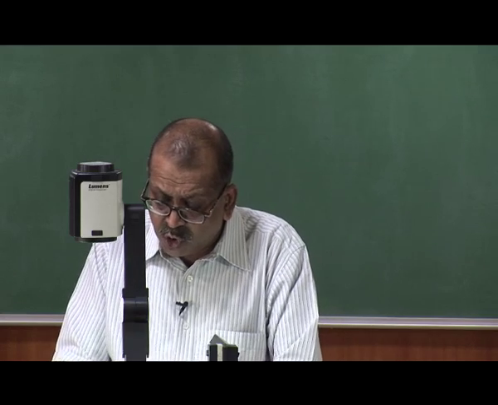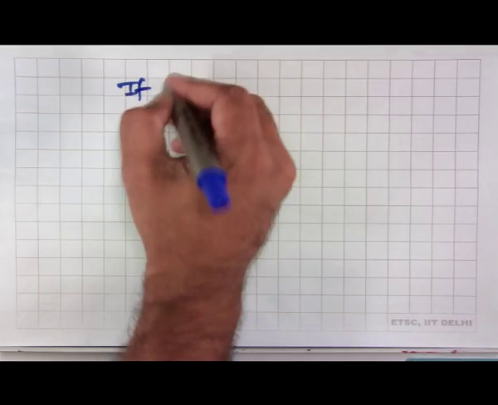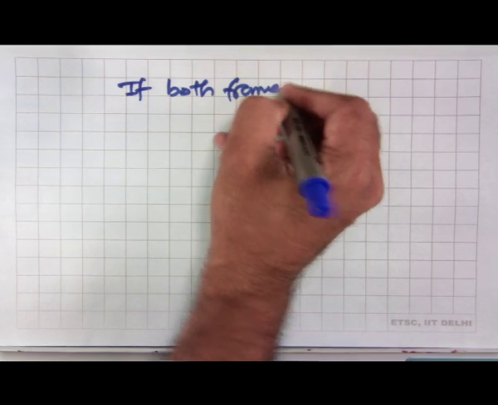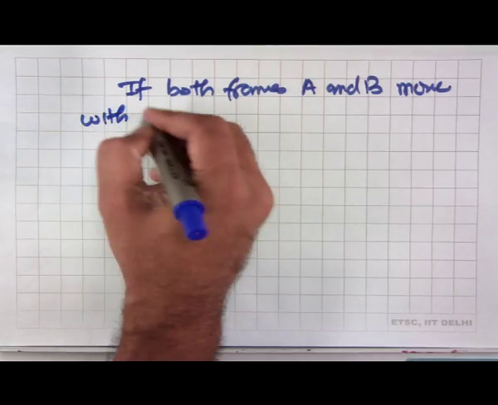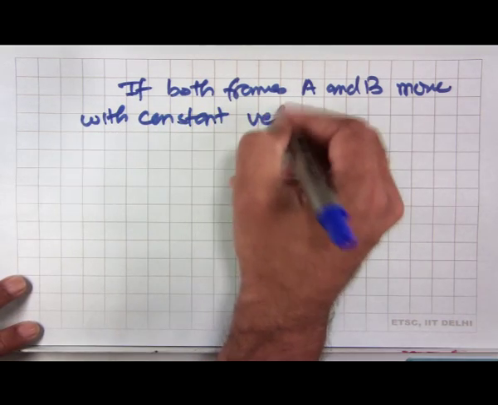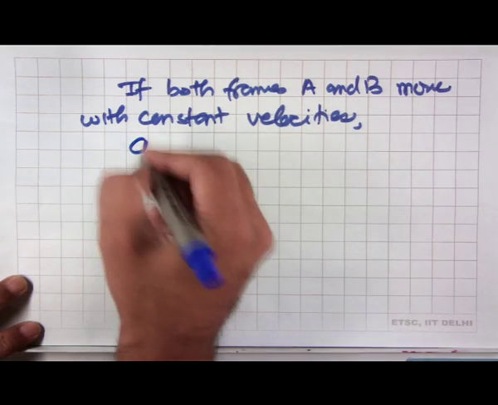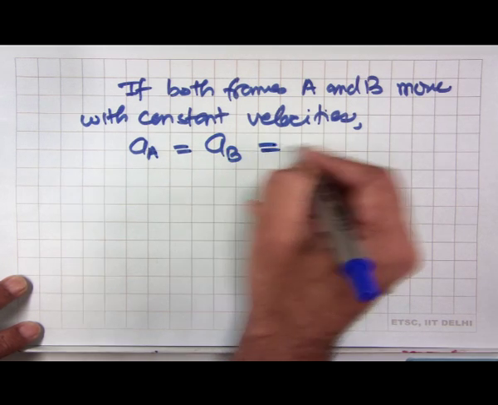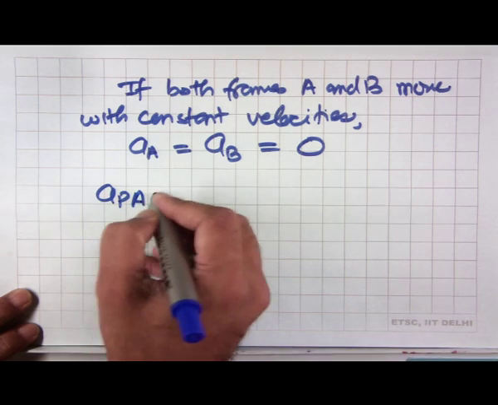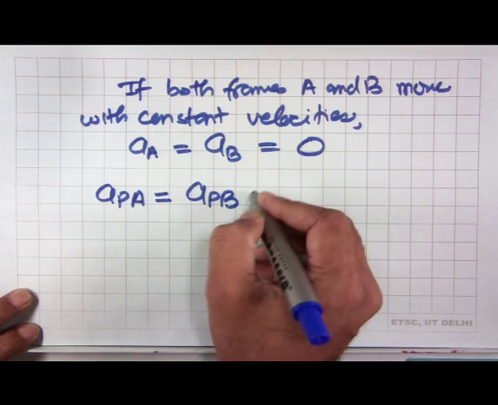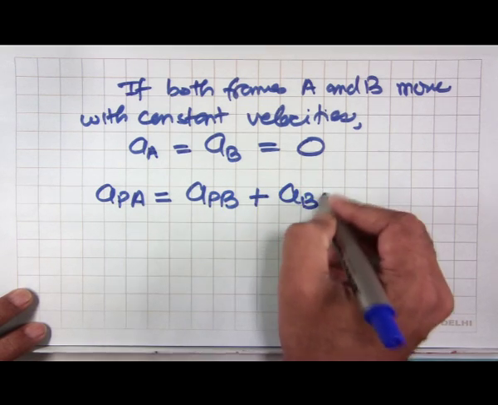Now, if we assume both frames A and B move with constant velocities, that means acceleration of A and acceleration of B are both 0, then this leads to the relation that if both of these are 0, what we will get is acceleration of P with respect to A is equal to acceleration of P with respect to B plus acceleration of B with respect to A.